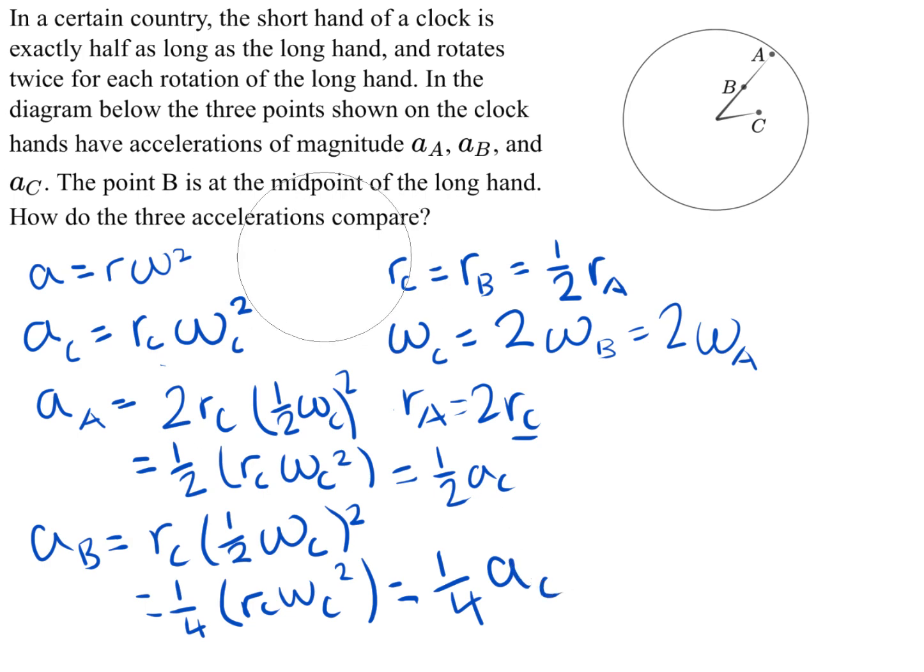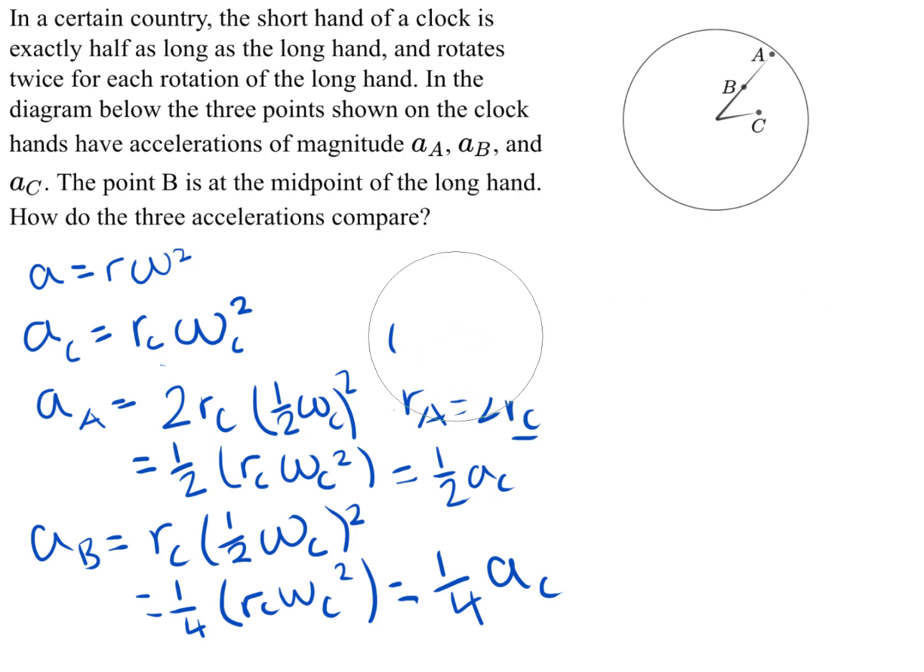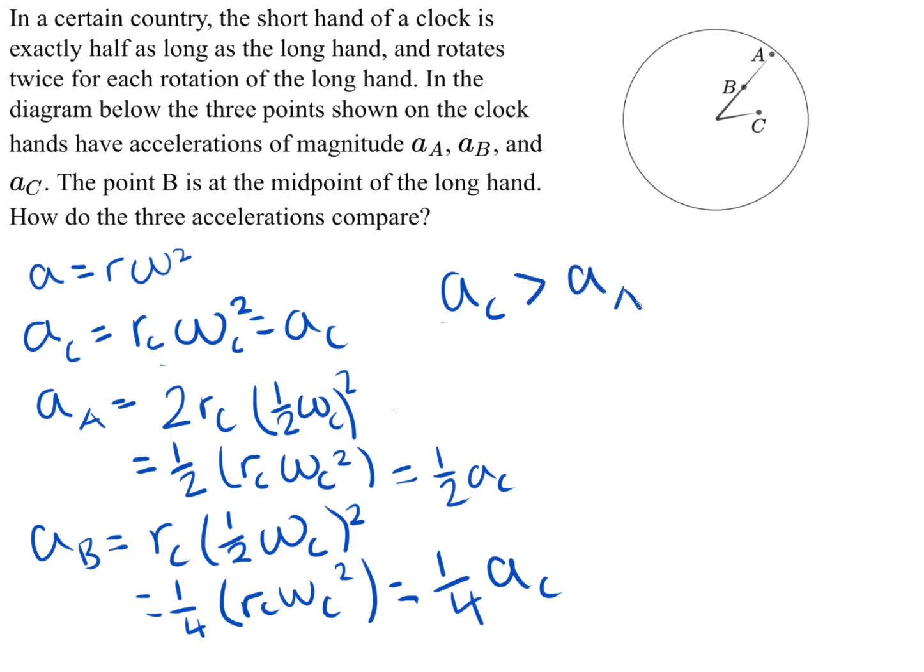So if I clear this up a little bit, this is what we get. So this is simply just the centripetal acceleration of point C. So from this, we can see that the acceleration of point C is greater than the acceleration at point A, and that is greater than the acceleration of point B. And that is how these three centripetal accelerations would compare.